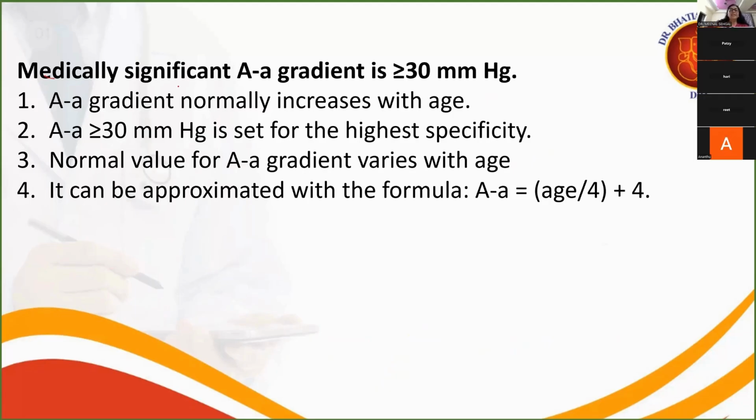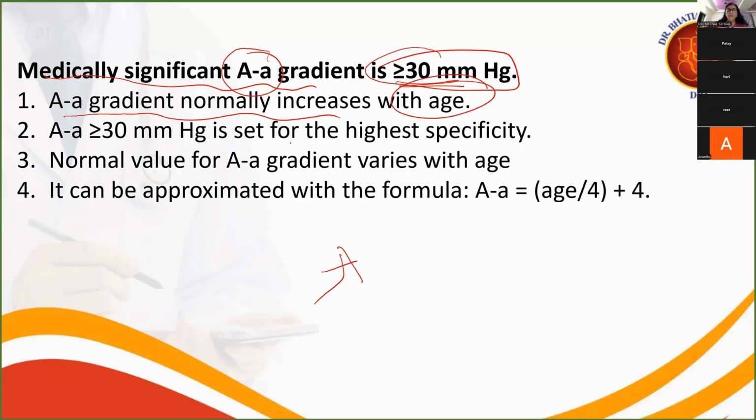Now, what is a medically significant gradient? We were just talking so far about examples. But the alveolar arterial gradient only becomes significant if it is more than 30 millimeters of mercury. Now, how does it happen? This gradient increases with age also. Normally, how do you calculate it? The formula is: the gradient is calculated by age divided by 4, plus 4.